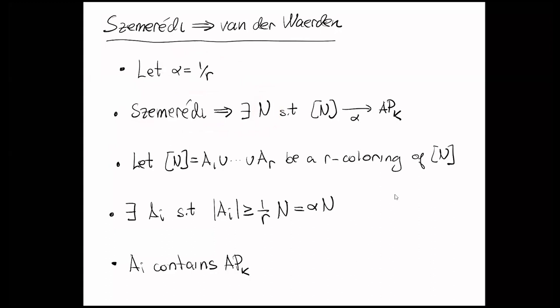But now we are taking a coloring of the natural numbers, that is, a coloring of [N]. I can write this coloring as a partition, where A1 is the integers of color 1, A2 is the integers of color 2, and AR is the integers of color R. And one of the sets, by pigeonhole, or average, needs to have a proportion of 1 over R of the entire thing. Because we chose alpha to be 1 over R, this set Ai that has size alpha n will contain an arithmetic progression. Is it clear?